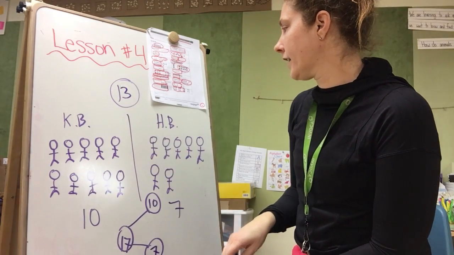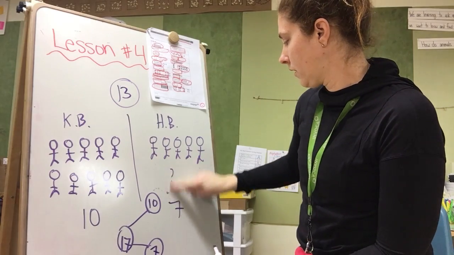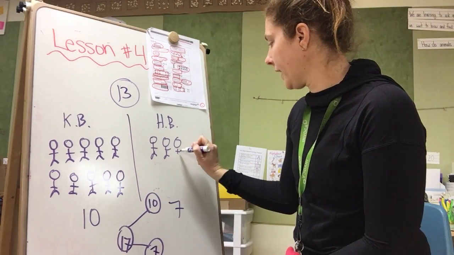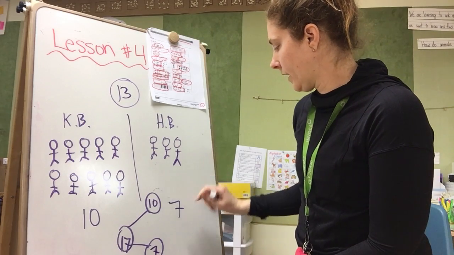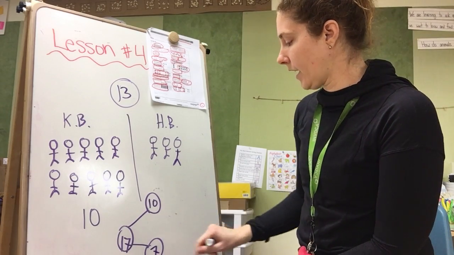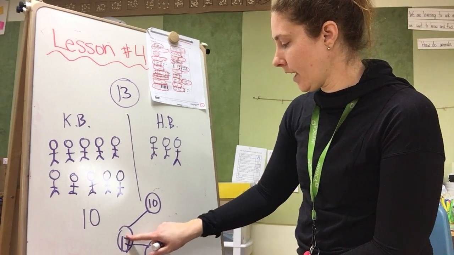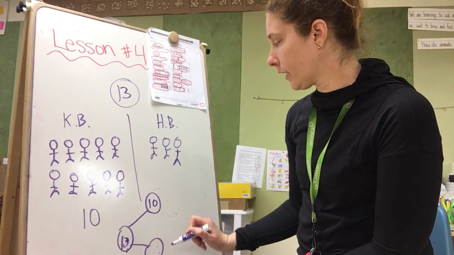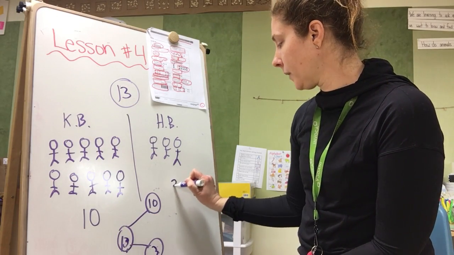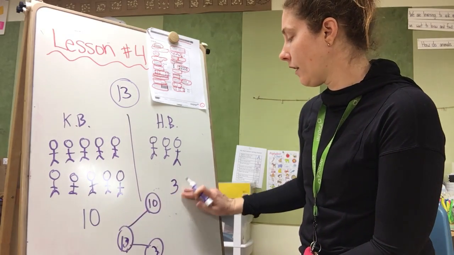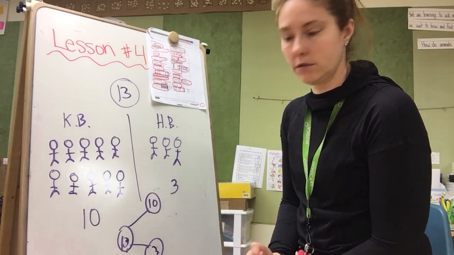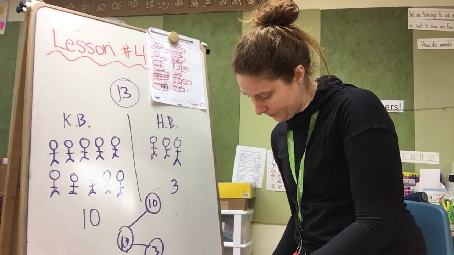I could still have 10 kids playing kickball, but all those kids are erased from the handball court. There are 7 kids playing handball. How many kids are playing handball now? Yeah, you're right. There's only 3 kids. 10 kickball, 3 handball equals 13 kids playing. Perfect. Easy peasy, lemon squeezy.